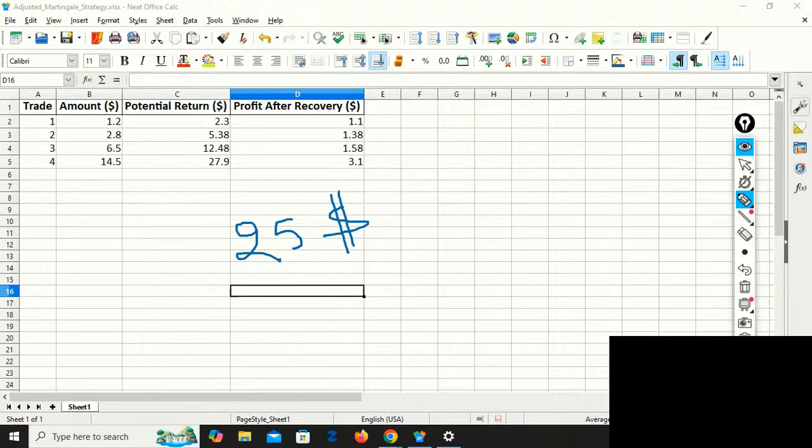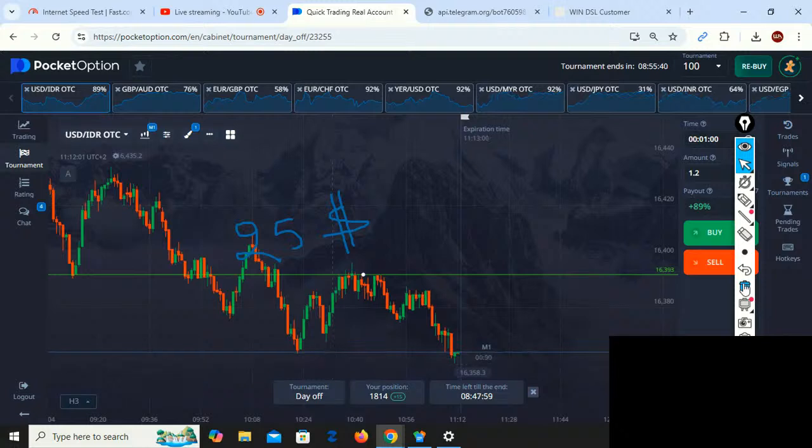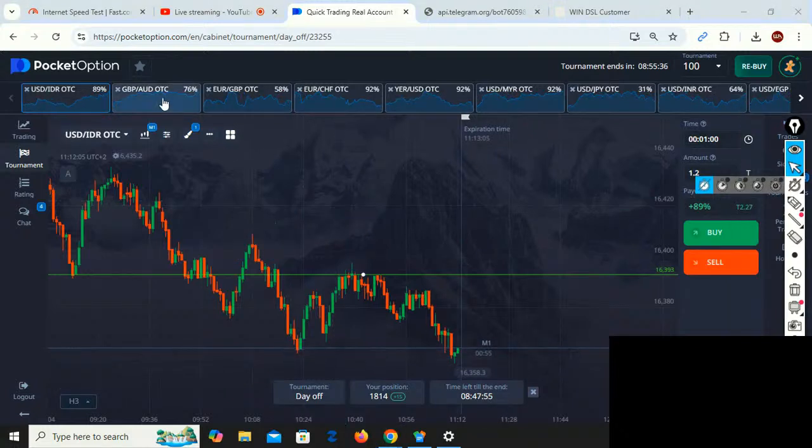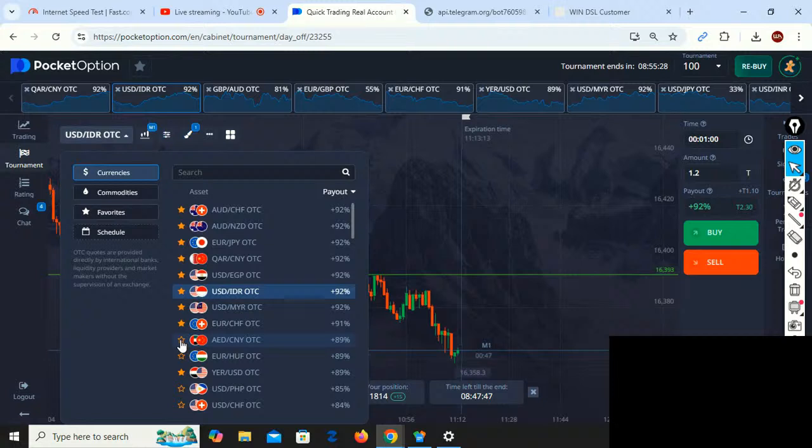So, this strategy requires you to have 4 charts displayed. So let's set up the 4 charts after we find something doing a huge drop to the downside. I need more high payout pairs.